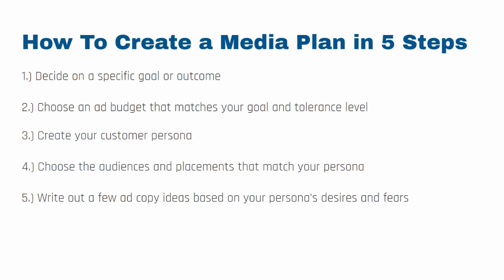The 5 steps are: first, you're going to decide on a specific goal or outcome. Then you need to choose an ad budget that matches your goal, and also your tolerance level. 3, you need to create your customer persona. 4, choose the audiences and placements that match your persona. 5, write out a few ad copy ideas based on your persona's desires and fears. I'll bet that you've never done all 5 of these steps, and I'll bet even more that you've never done all 5 of these steps the way that I'm going to show you how they should be done.